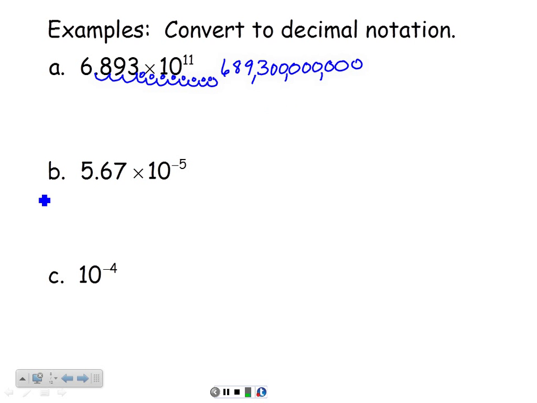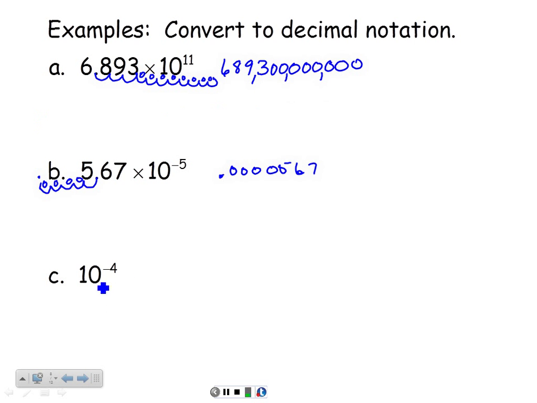Now look at letter B. I have a negative exponent, which means I'm going to expect a decimal, right opposite of what I got in A. So this time, instead of moving to the right, I'm going to move to the left. And we're going to move 5 times. So we're going to go 1, 2, 3, 4, 5, and put our decimal point there. So how many zeros do we have? 1, 2, 3, 4. So it's going to be 0.0000567. And so you see we get a tiny decimal between 0 and 1.